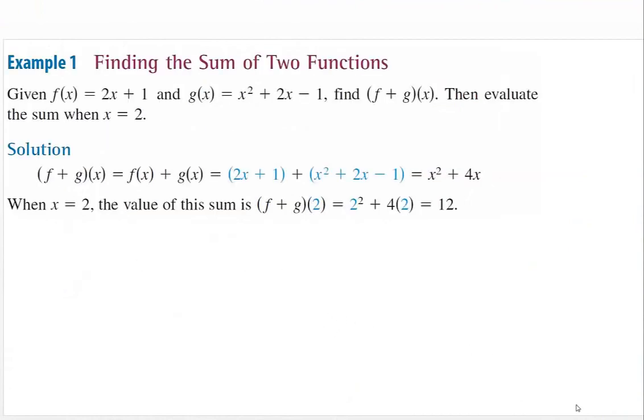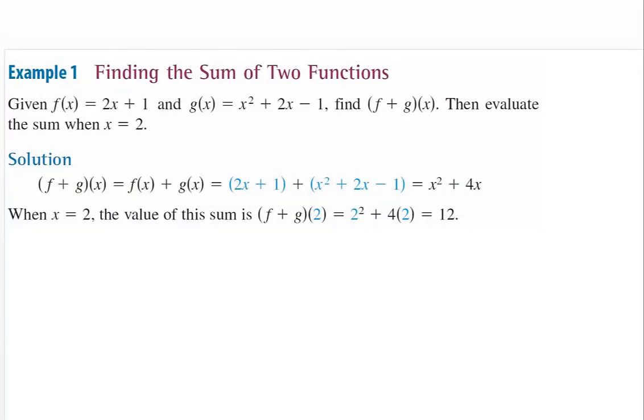So let's take a look at the first example now. Given f of x is 2x plus 1 and g of x is x squared plus 2x minus 1, they want us to add the functions and then evaluate the sum when x equals 2. So first you're going to add the functions. Here's f plus g of x, which means the same thing as f of x plus g of x. So just understand when they give you this notation here, it means the same thing as this. So we're going to add the functions.